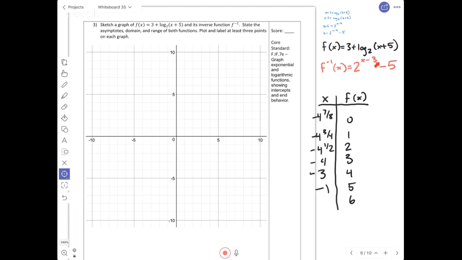6. 6 minus 3 is 3. 2 to the third power is 8. 8 minus 5 is 3. Cool.